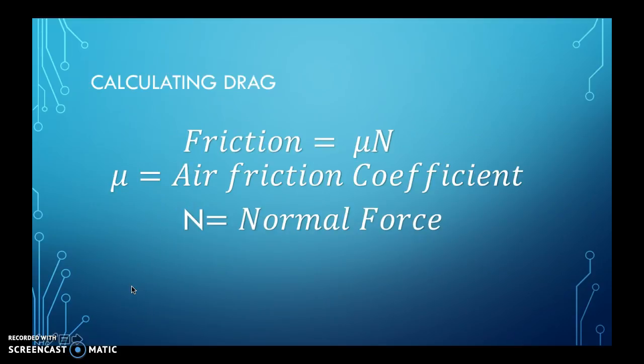So as you calculate drag, you're going to be using the same friction equation that we have been using for this entire unit. You're still going to be using friction equals mu, which is your friction coefficient, times N. The only difference, however, is that you are going to need to find the air friction coefficient for your air conditions when we launch this rocket. Since we're looking several weeks into the future, you're not going to be able to know exactly what the air temperature is going to be. So for this module, what I'm having you do is figure out what the air friction coefficient for 75 degrees Fahrenheit or 25 degrees Celsius would be.